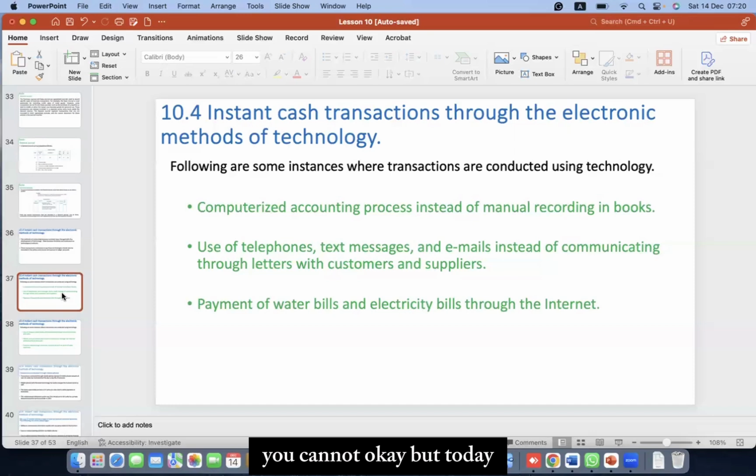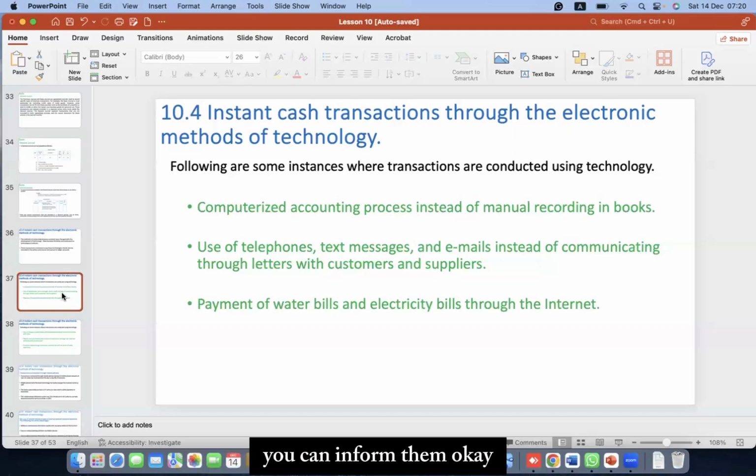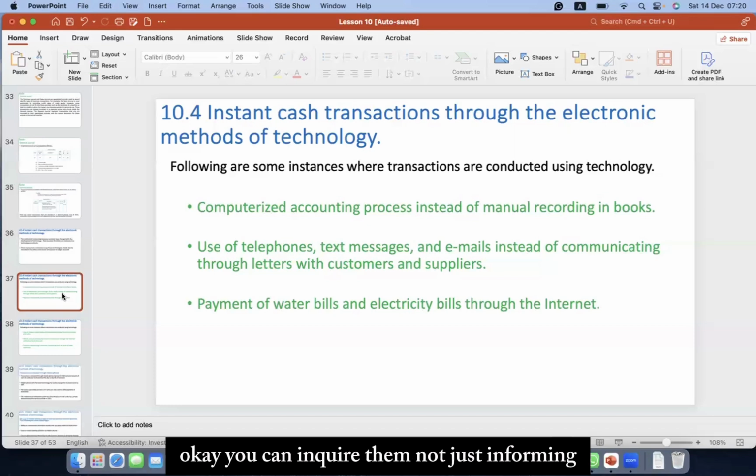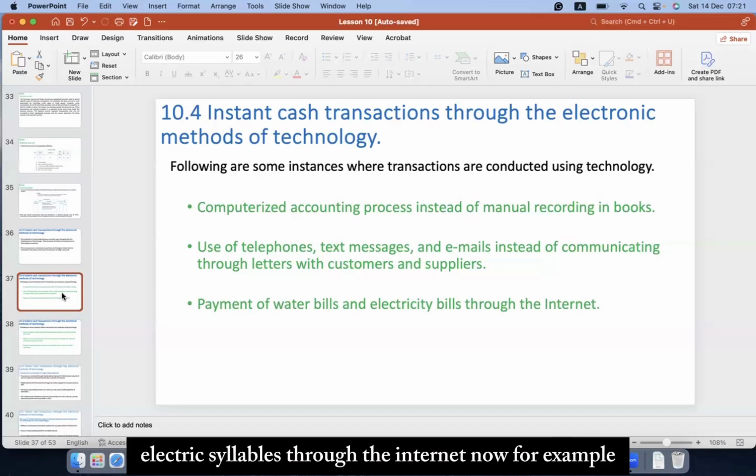Okay, but today you can simply take a telephone call or do a text message or send an email, and you can contact your customers, suppliers. You can inform them if there is any delay. Okay, if there are any changes to orders, you can inform them. You can inquire from them, not just inform. Okay, likewise, then payment of water bills, electricity bills through the internet.